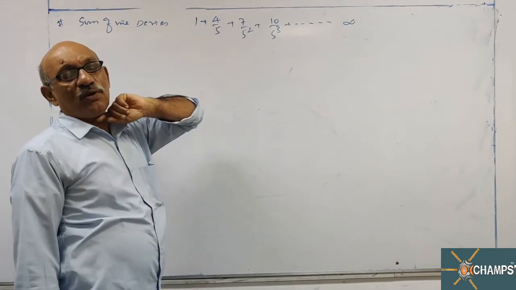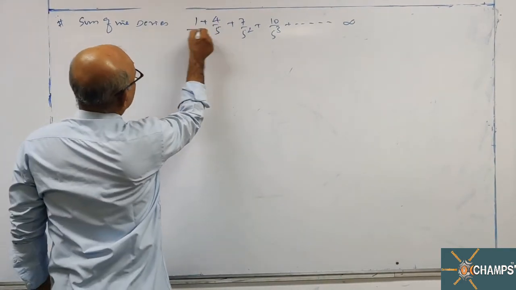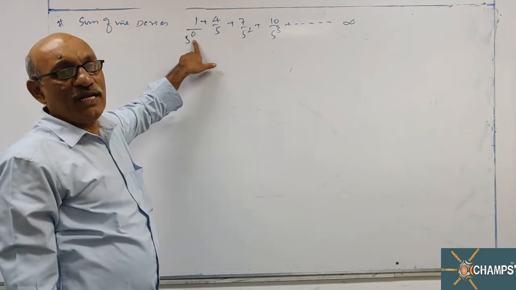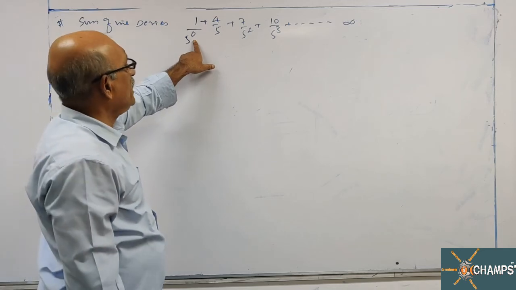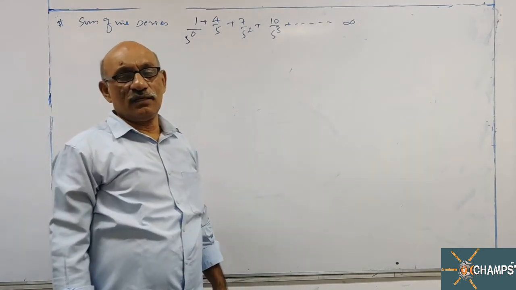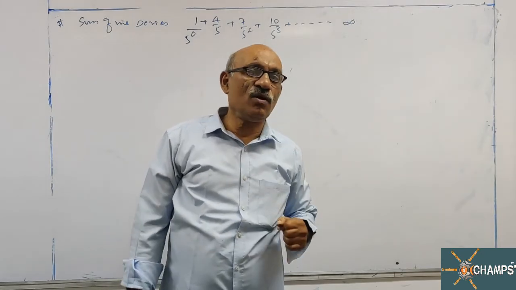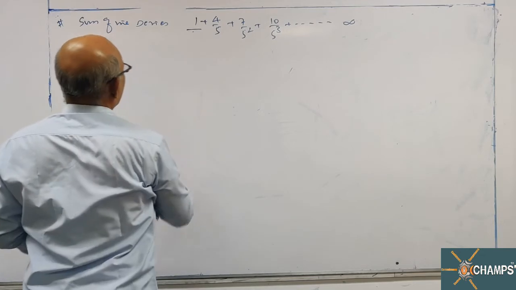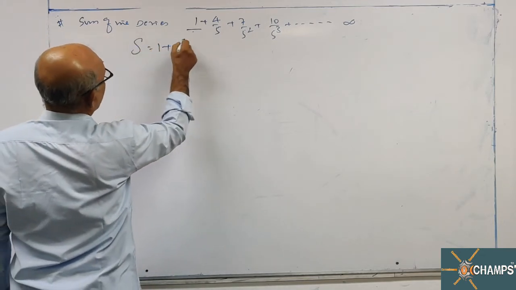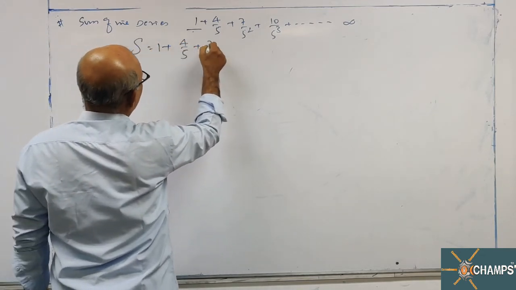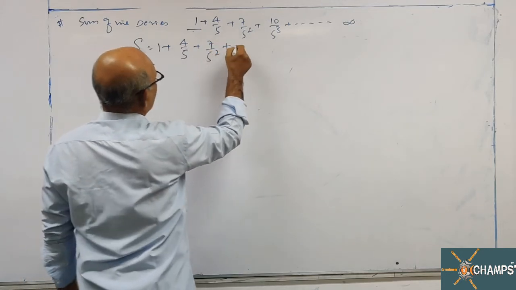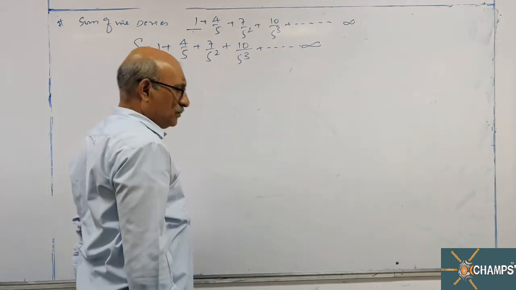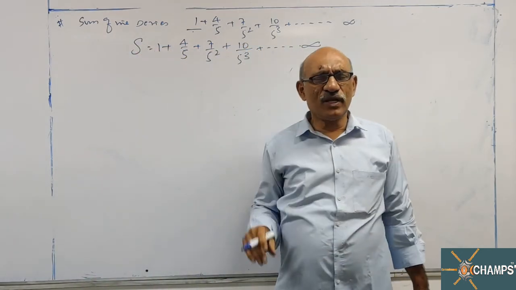Numerator is in arithmetic progression. Denominator, 1 can be written as 5 power 0, so the denominator is in geometric progression. So it is an arithmetico-geometric series. Look at this, S is equal to 1 plus 4 by 5, 7 by 5 square, etc. to infinity. Very simple, sir.